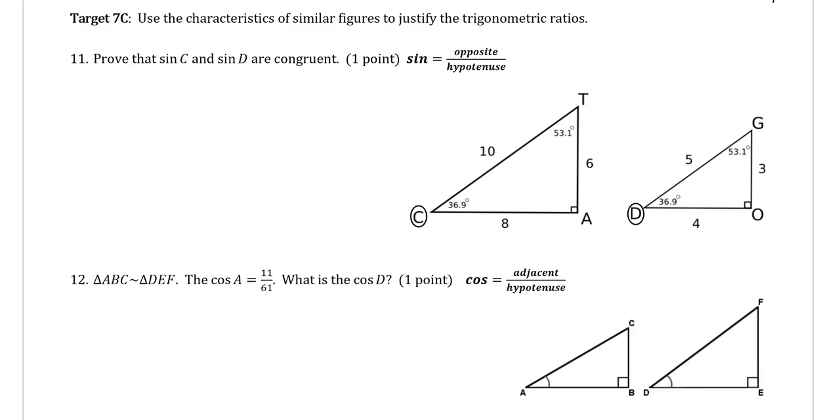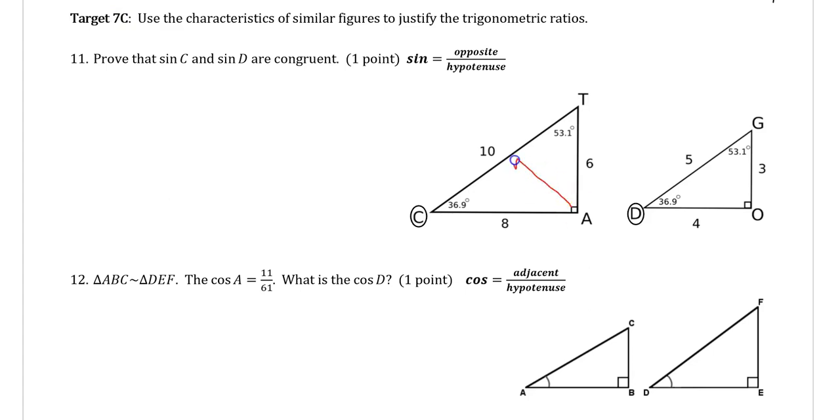Alright, target 7C is use the characteristics of similar figures to justify the trigonometric ratios. So, prove that sine C and sine D are congruent. And we have told you that sine equals opposite over hypotenuse. Again, that won't necessarily be on the test. So, remember, S equals O over H, right? All your SOHCAHTOA stuff. Okay, so I want to find the sine of C.